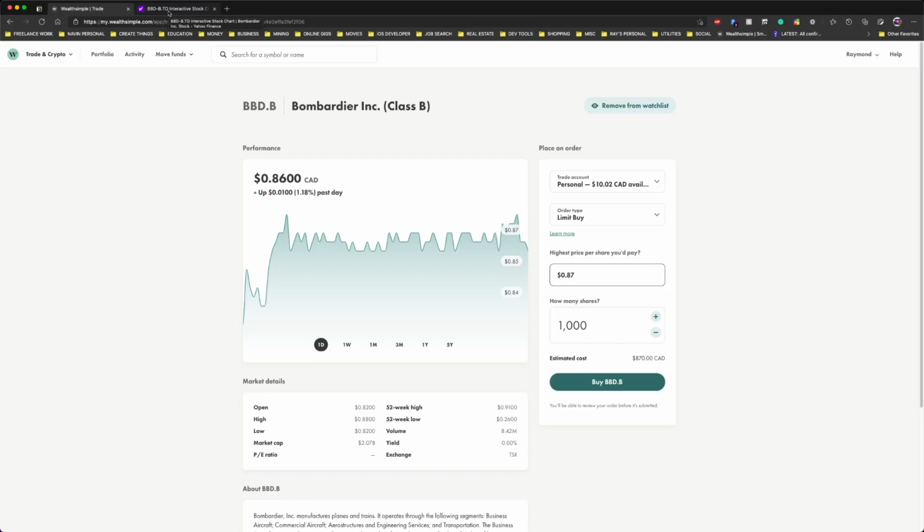This is for Canadians, right? In the US, it's much easier because of Robinhood, for example. There's no commission fees, so you can actually use those US stocks. But here in Canada, we have WealthSimple.